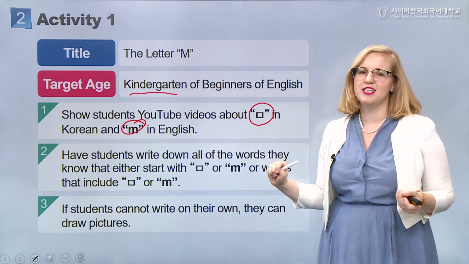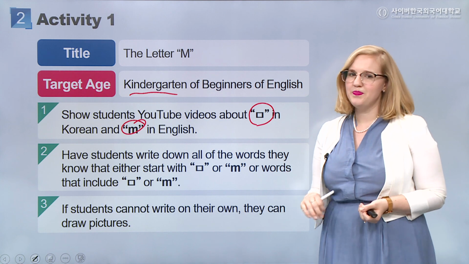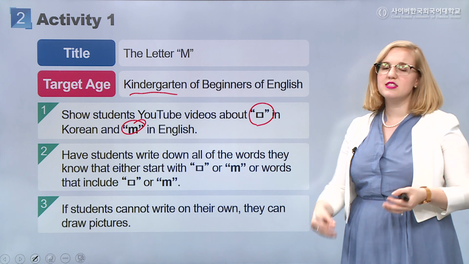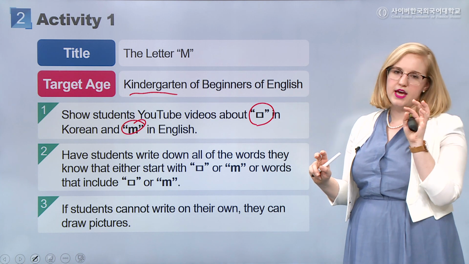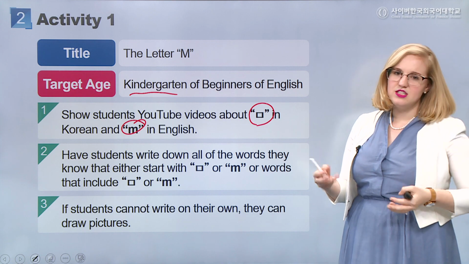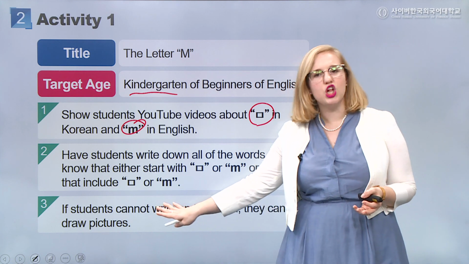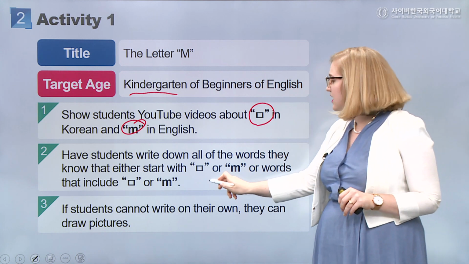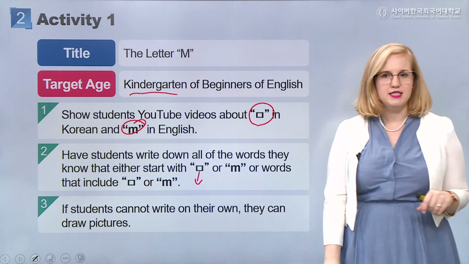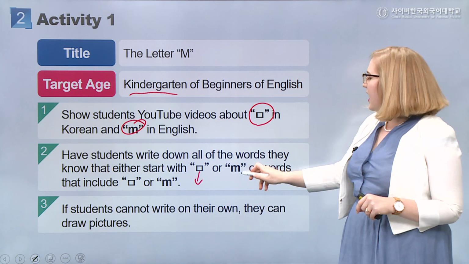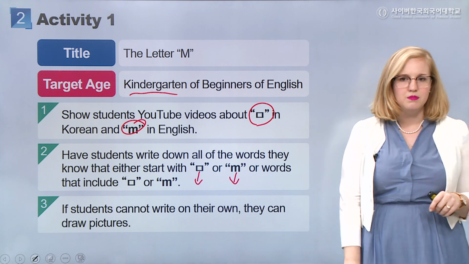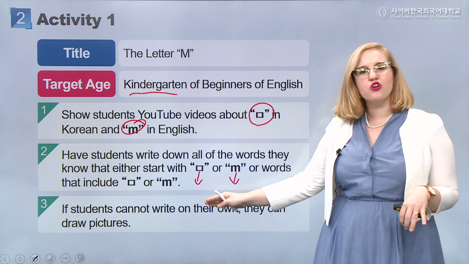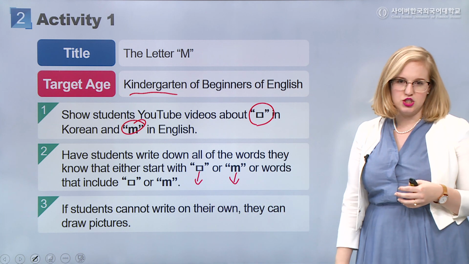These are kindergarten students. We're going to show them the 2 videos. Then have students write down all of the words they know that start with either the mium or the letter M. Or, if that's too complicated, just words that include these sounds. So of course, they're going to have 2 lists. The first list is going to be the mium list, listing all of their Korean words. And the second list is going to be the M list, listing words that start with the letter M. So 2 lists, one is in Korean and one is in English.